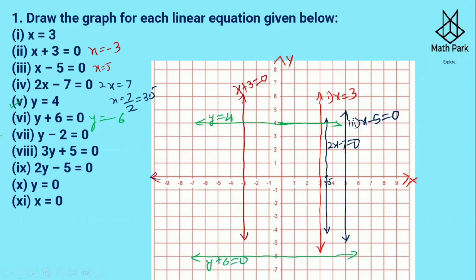Then y minus 2 is equal to 0, so y is equal to 2. So y minus 2 is equal to 0 is y is equal to 2, and y minus 2 is equal to 0 is this line.